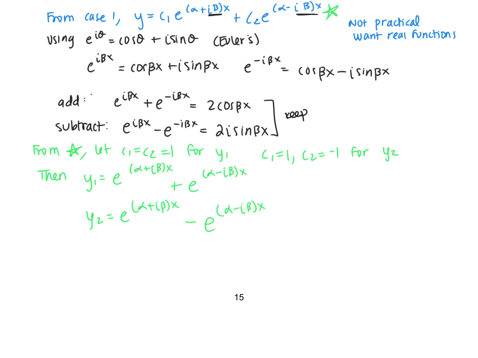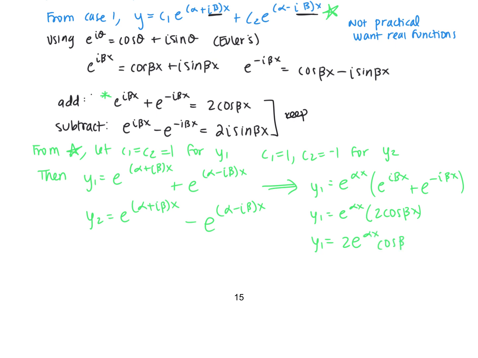Okay, so we're going to rewrite these. If we take this y1 and we factor out e to the alpha x, we're going to end up with e to the i beta x, add e to the negative i beta x, which is what we saw here. So that y1 is really e to the alpha x multiplied by 2 cosine of beta x. So y1, our first solution, we're going to write as 2e to the alpha x cosine of beta x. Now remember, we've talked about how we don't care about the constant.